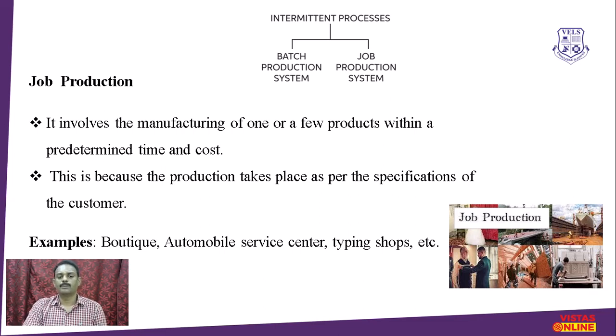This is because the production takes place as per the specification of the customer. The examples for job production are an automobile service center as well as a typing shop. In these segments, they will start the work once they receive the order from the customers.